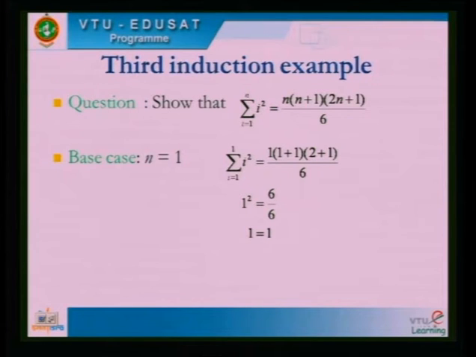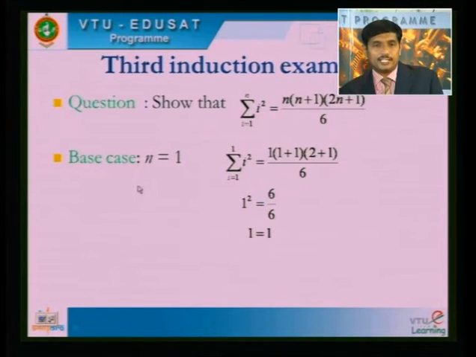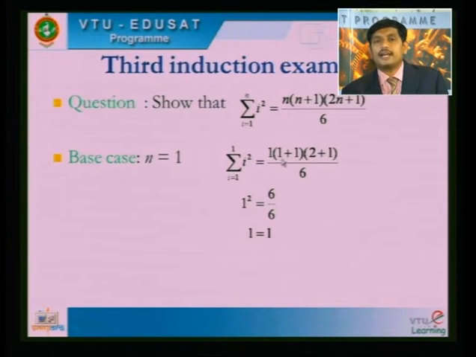Further, here also there are 3 cases: one of them is the base case, then the induction step, then the induction hypothesis. Base case means put n equal to 1. On the left side, i squared gives 1 square. On the right hand side, if you put n equal to 1, you get 1 into 1 plus 1, 2 into 1 plus 1. If you simplify this you get 1 equals 1, which means it satisfies the base case.